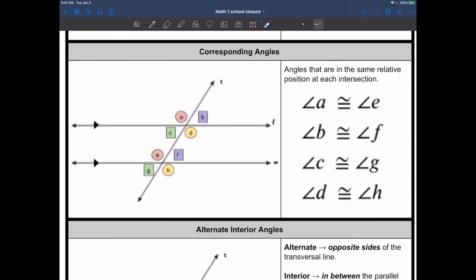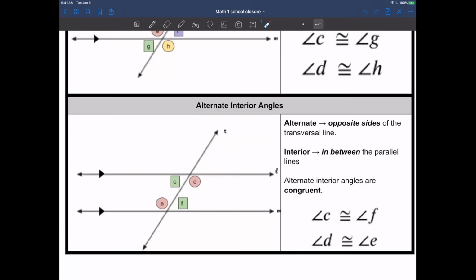And what's important about that is that corresponding angles are congruent. So angle A and angle E are congruent. Angle B and angle F are congruent. Angle C and angle G are congruent. And angle D and angle H are congruent.